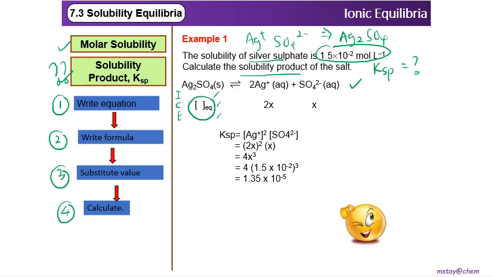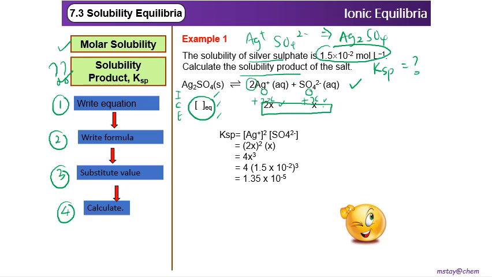Initially, there is no Ag+ and also no SO4 2-, so 0. Then based on the equation, the concentration of Ag+ increases, and the concentration of SO4 2- also increases. The ratio of the coefficients is 2 to 1, so that's why it's 2x and x. So 0 plus 2x equals 2x, 0 plus x equals x. So we just need to write down the equilibrium row, which is more than enough.